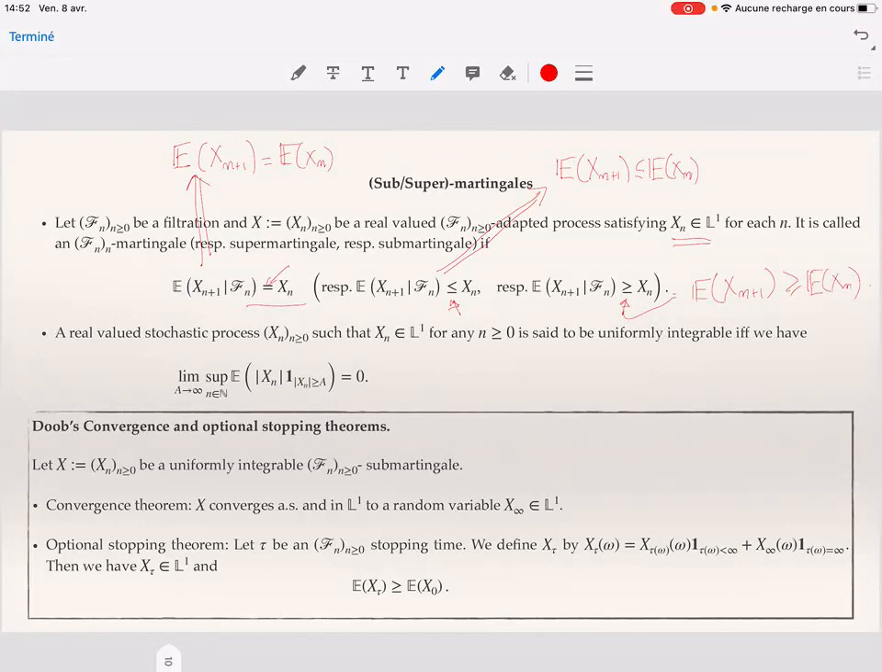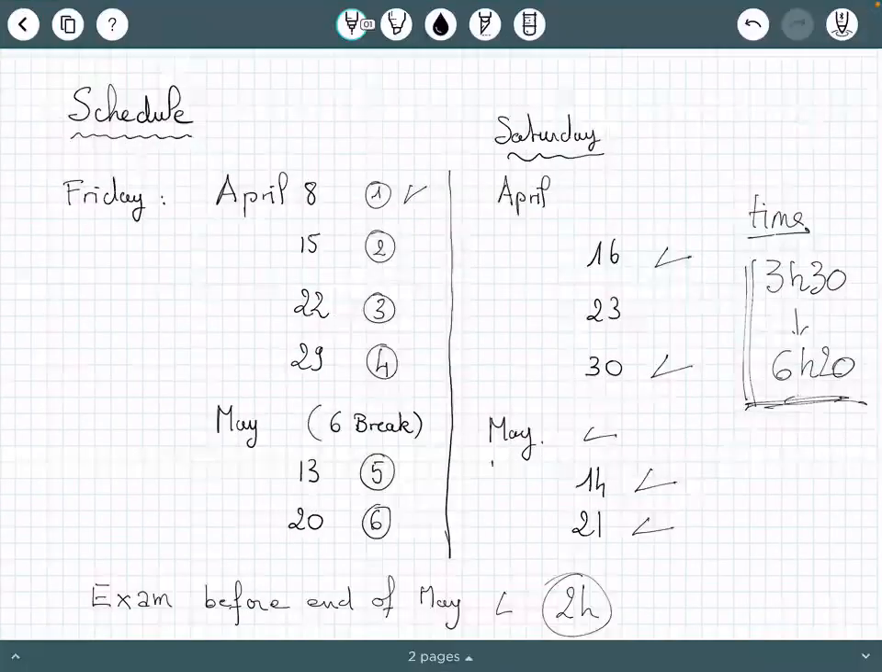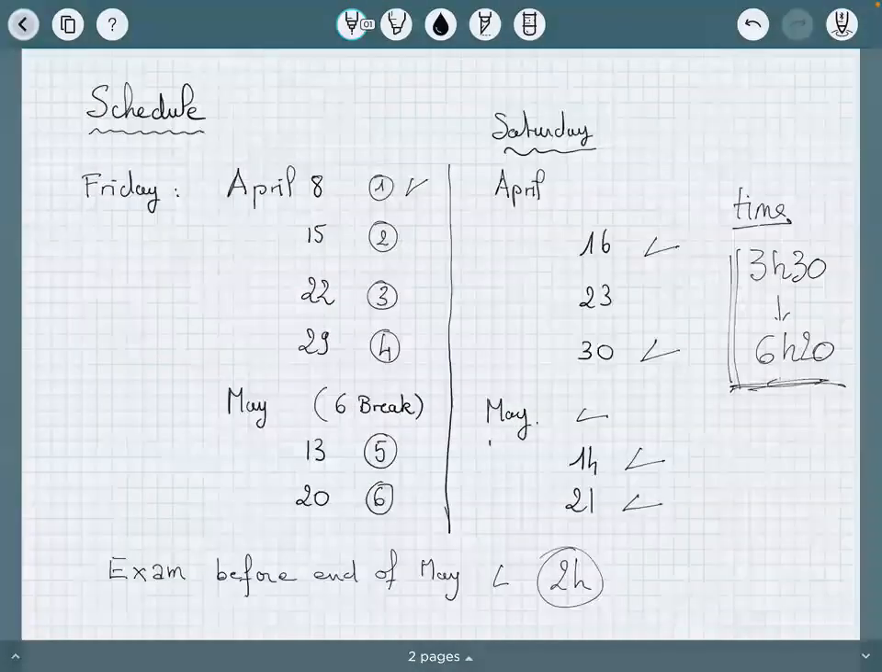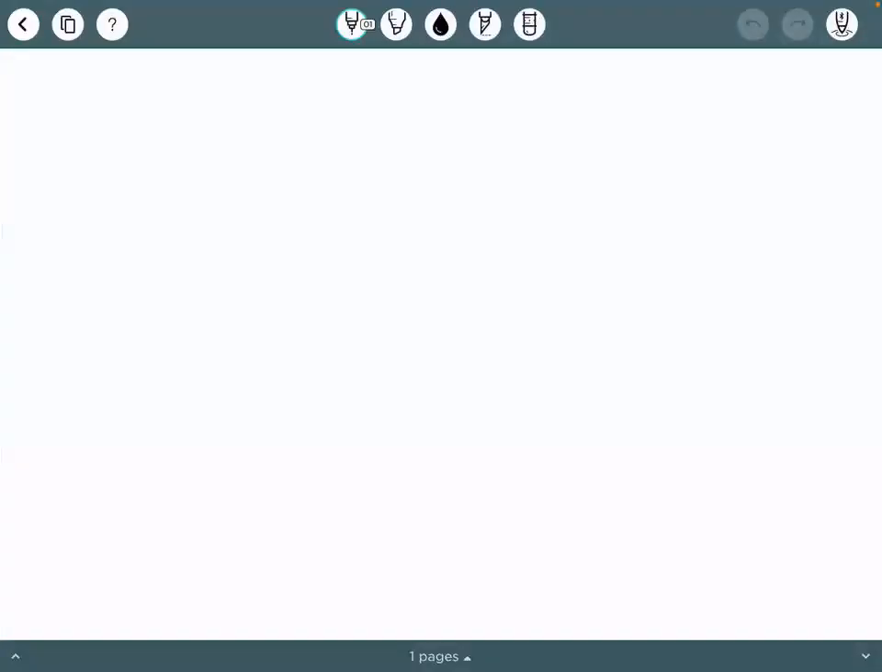So in particular, in the case of a martingale, the expectation of Xn plus one is equal to the expectation of Xn. So the expectation of Xn is constant, equal to the initial expectation of X0. So that is the definition of a martingale. I would like to show you some examples, since maybe you have seen them before. Let me give you an example of a martingale.